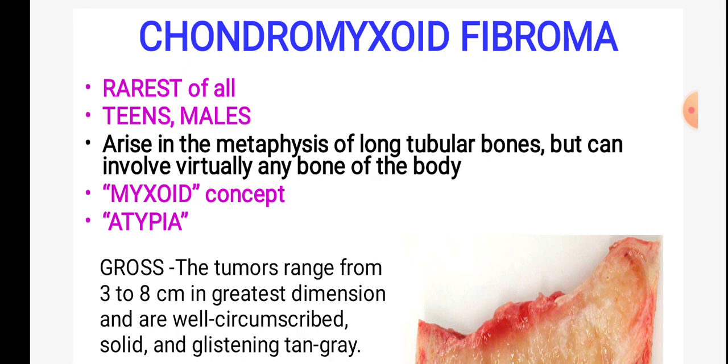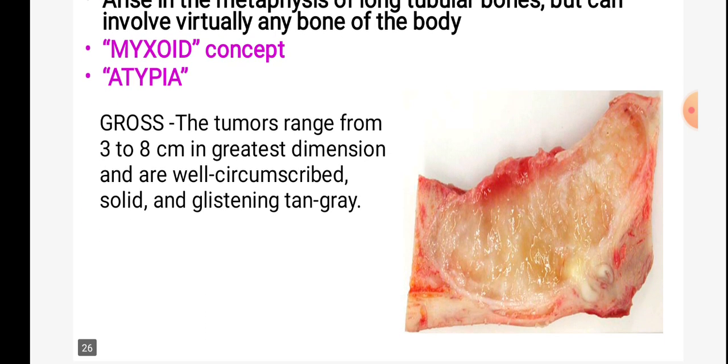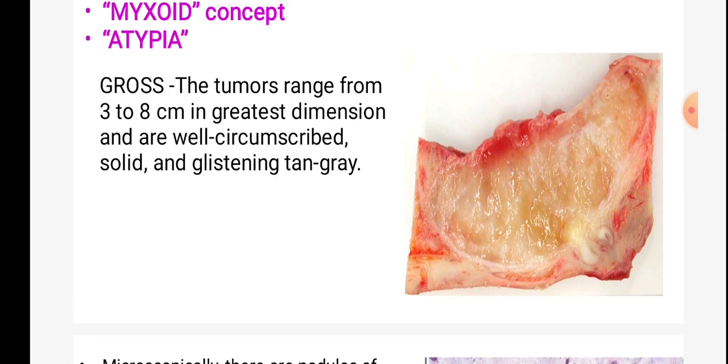Coming to chondromyxoid fibromas. What are these? These are the rarest of all the tumors of the bone, commonly seen in teens again, the males. They arise in the metaphysis of long tubular bones but can involve virtually any bone of the body. So atypia, myxoid areas could be seen here. Grossly, again 3 to 8 centimeters in greatest dimension, well circumscribed, solid and glistening tan gray.